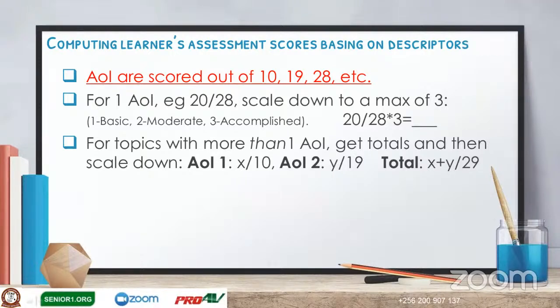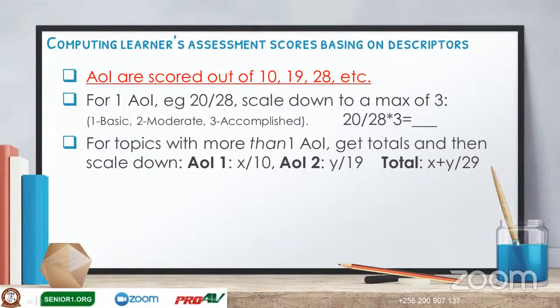Now, plan number 3 here, we are saying that for topics with more than one activity of integration, get totals and then scale them down. For example, the one that we said, whereby you have given more than one activity of integration. The first one was x out of 10, the second one was y out of 19. Then you add the x and the y out of 28, then you scale them down to 3.